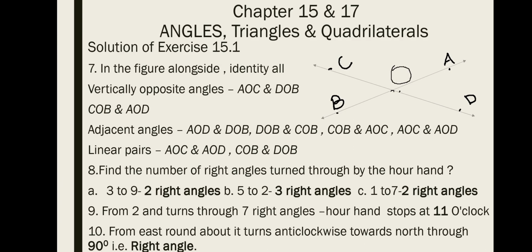From east it turns anti-clockwise towards north through 90 degrees. That is a right angle.